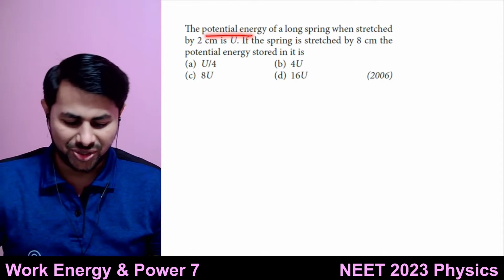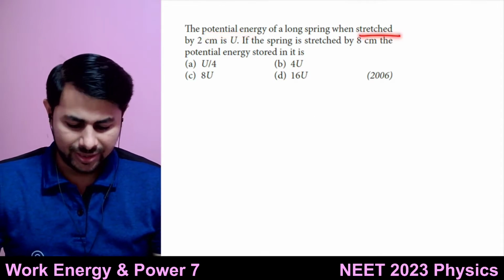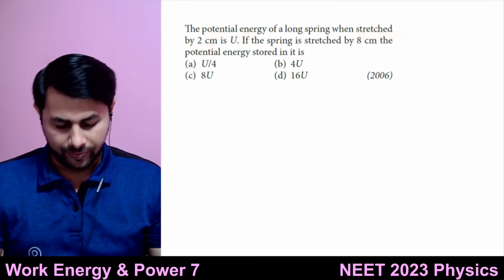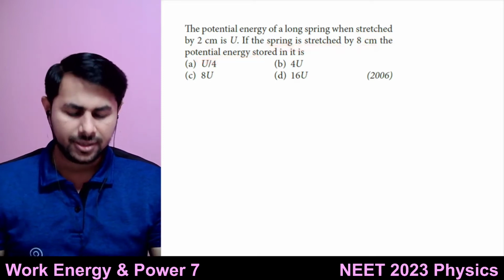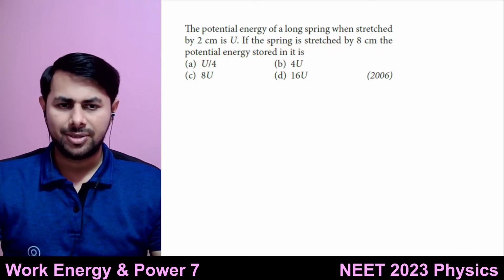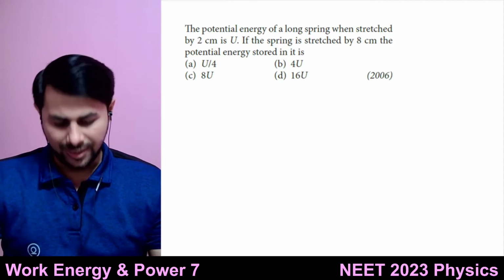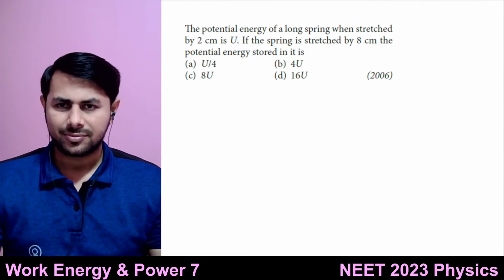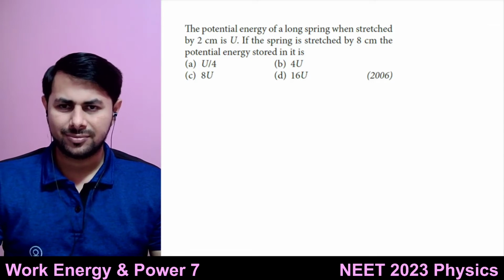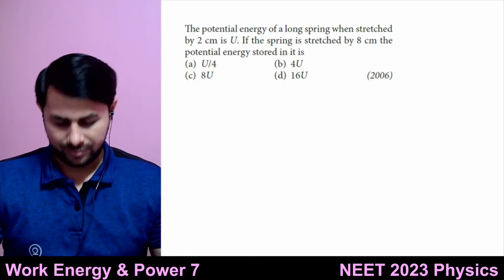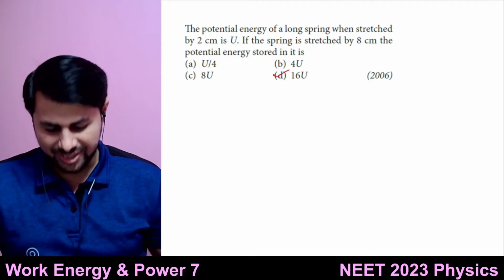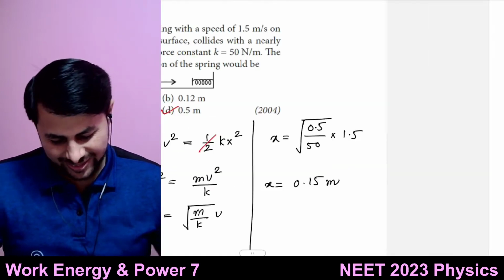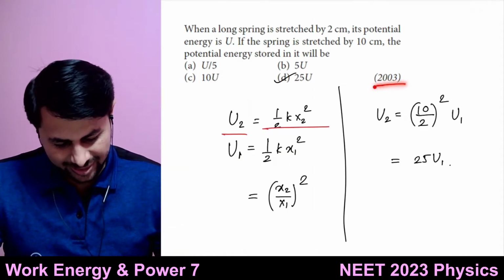The potential energy of a long spring when stretched by 2 centimeters is U. If the spring is stretched by 8 centimeters, the potential energy stored in it is? You tell me. Very good. Option D, right? This is straightforward. Okay, everybody, so this is option D. And they have repeated this question, in 2006 and 2003.